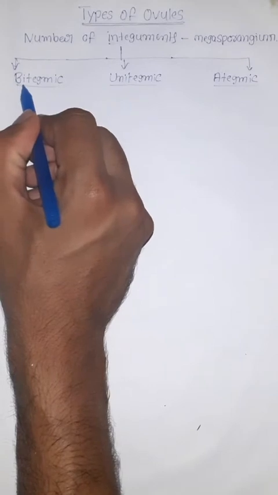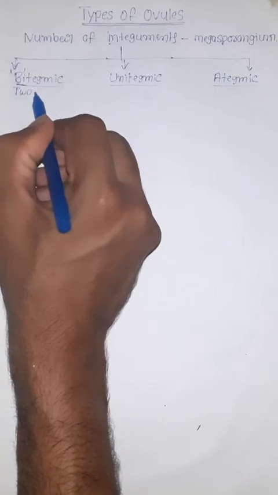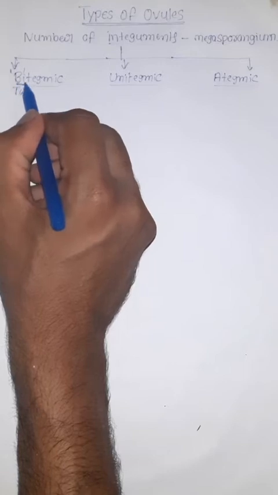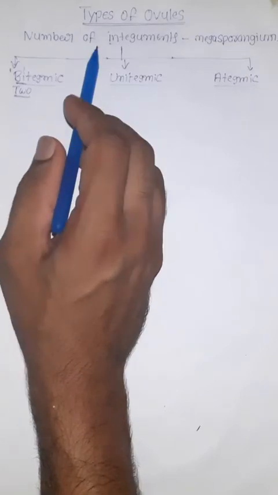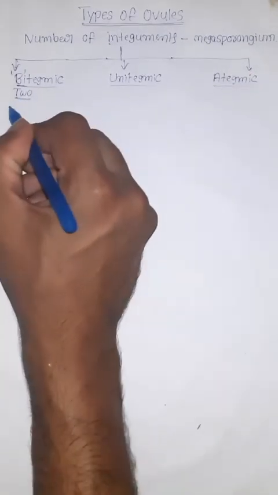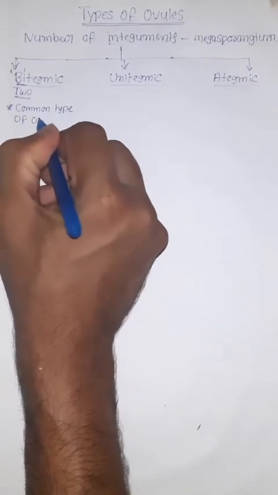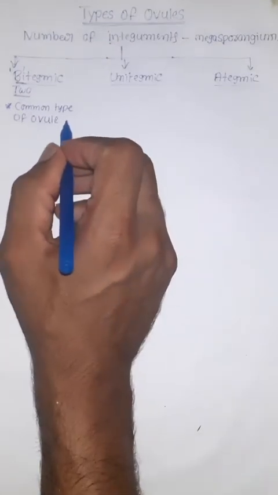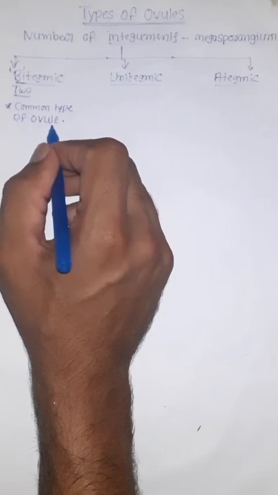First, bitegmic ovules. Here bi means two, or di also means two. Ditegmic or bitegmic, it means two. Means in this type of ovules we can see two integuments around megasporangium. It is a very common type of ovule in plants. Means in the majority of plants we can see this type of ovules. That's why it is called the common type of ovule.